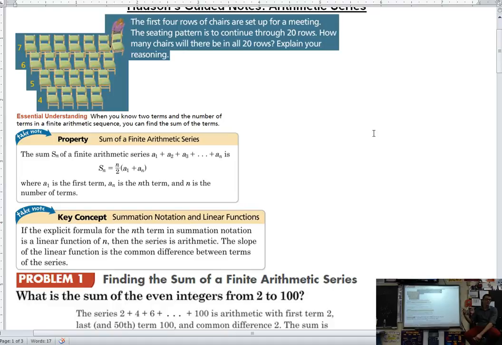If the first row has 4, and we add 1 every time, how many times are we going to change rows? To get to 20, we're going to change 19 times. So we start with 4, and row 20 is going to be 4 plus 19, which is 23. This is kind of redundant to say the plus 1, but that's what we're actually doing.